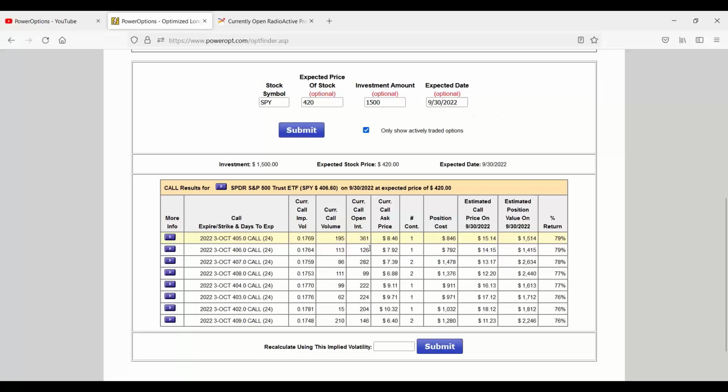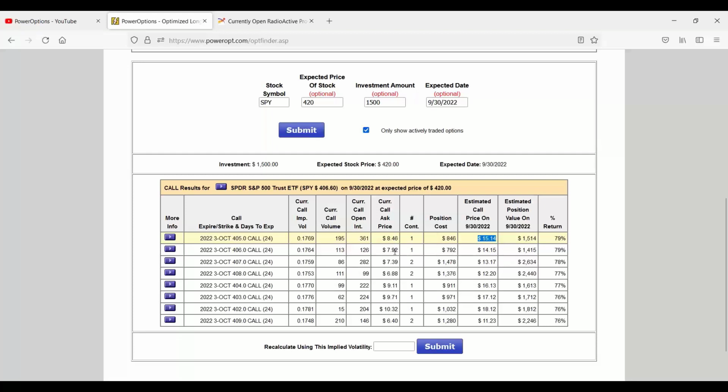Does this make sense? Well, we know what the price currently is, $846. With my $1,500 investment, I could only buy one contract. Okay, that makes sense. The estimated call price of 15.14 on September 30th for an October 3rd expiration, which would be the Monday, if I'm not mistaken. Does that make sense? Absolutely. SPY is at 420. We're looking at the 405 call, so it'd be 15 points in the money with roughly 2 days to expiration, so an additional 14 cents of time premium.